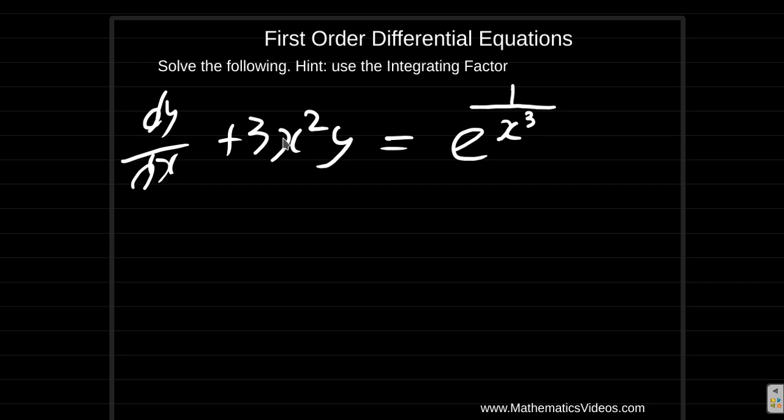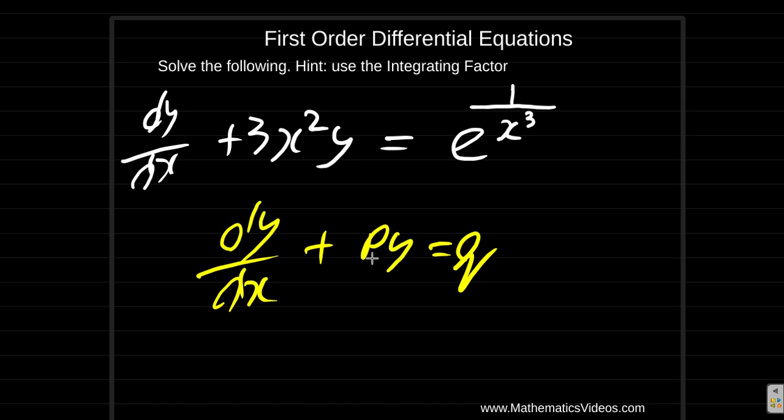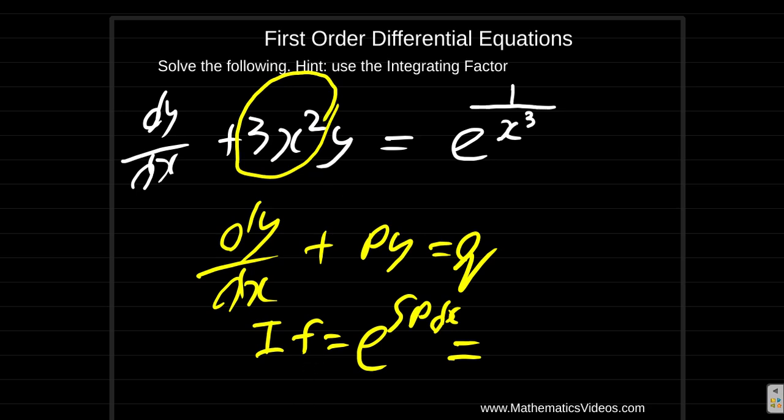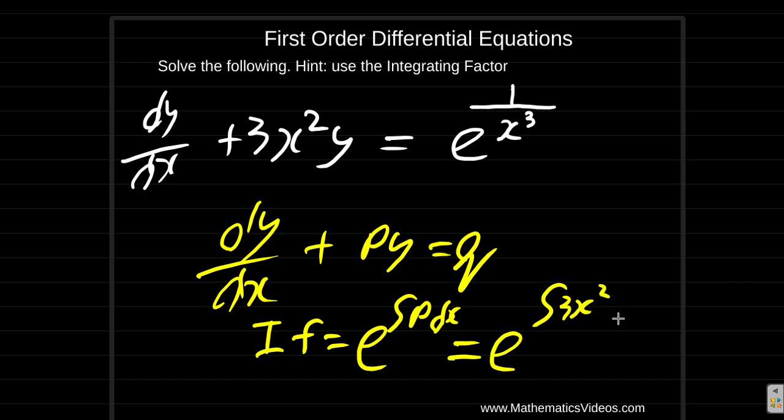So here, generally, you know that when a differential equation is written or can be written in the form dy by dx plus py equals q, then you use the integrating factor method. The integrating factor is e to the integral of p dx. In our case, what is p? Well, it's p times y, and we have 3x squared times y, so our p is 3x squared. So it's e to the integral of 3x squared dx.